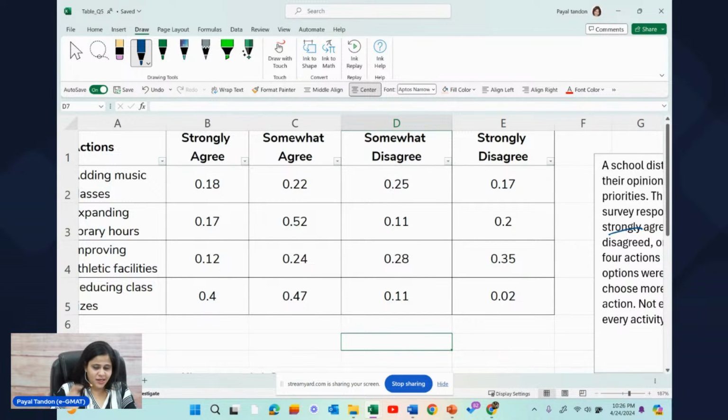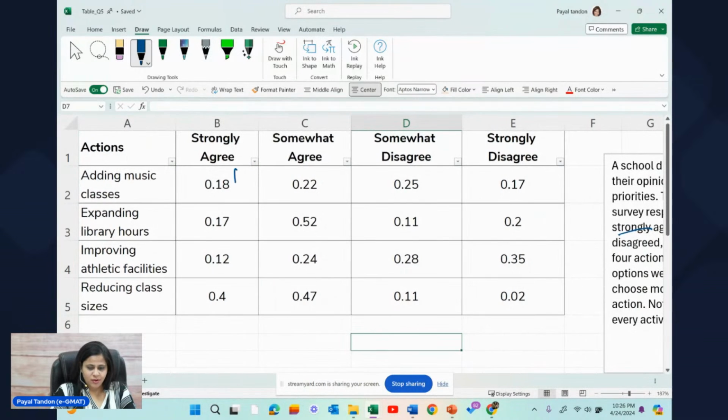And again, another thing is that there are 100 parents, which means that this number corresponds to 18, this number corresponds to 17, and so on and so forth. And again, if you multiply all of these with 100 and add them up, the total will be less than or equal to 100. Okay, so that is something which you have.